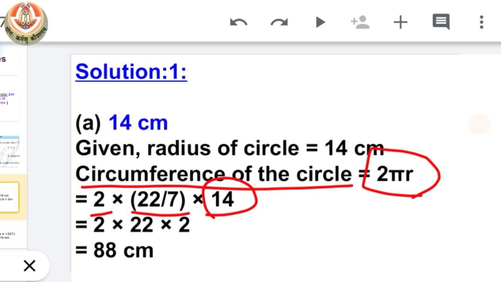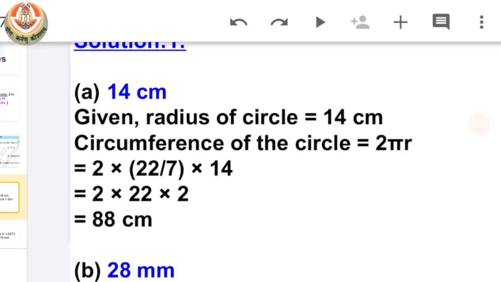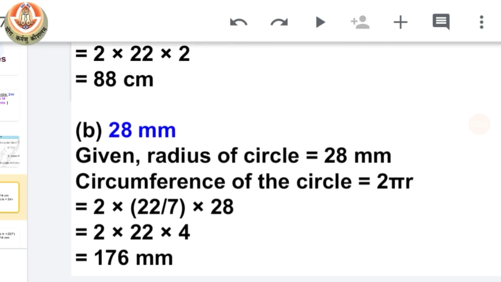Now we have to solve it. We can directly divide 7 into 14. So we will have 2 here. Now we have to multiply 2 with 22 and 2. So our answer is 88 centimeter. Okay class, let's take one more.